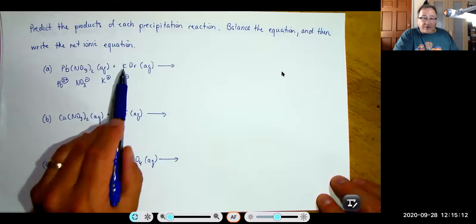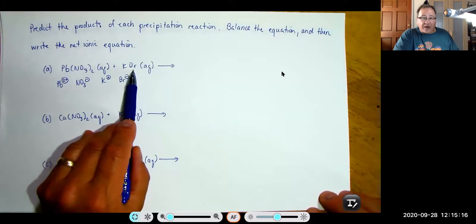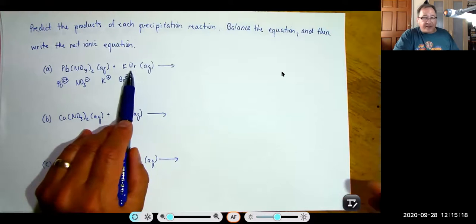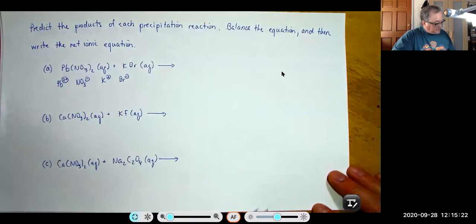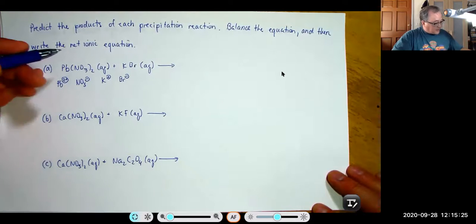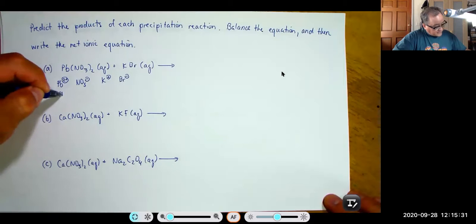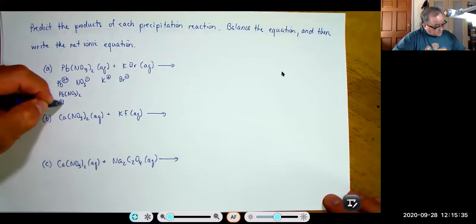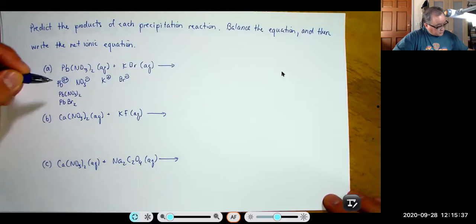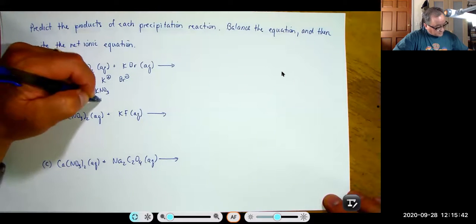And potassium is always a +1 ion because it's in group 1A. Bromine is always a -1 ion in ionic compounds because it's in group 7A. Now, there are 2 ways to do this. One way is to look at all the possible ionic compounds that could form. For instance, you could have lead(II) nitrate, lead bromide, potassium nitrate, or potassium bromide.